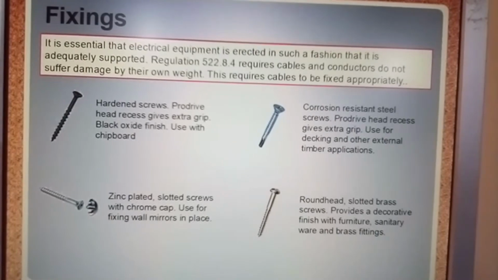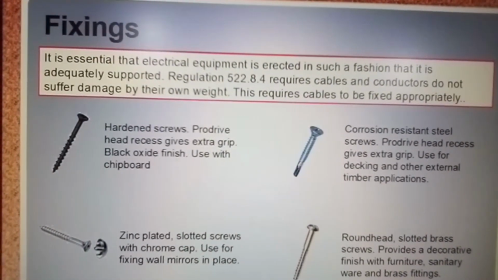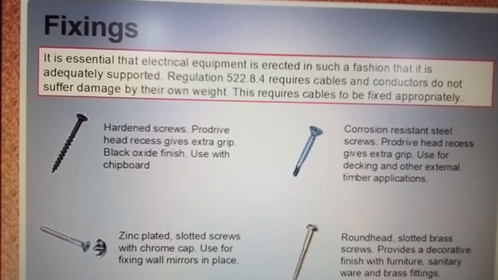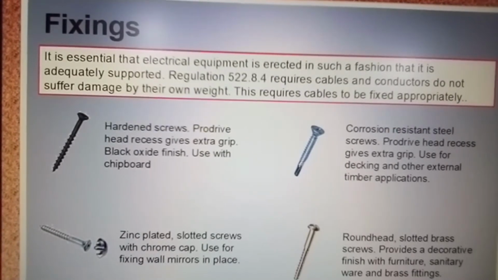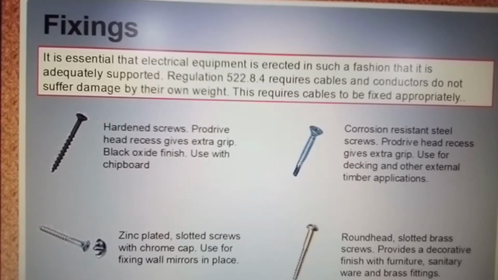Fixings. It is essential that electrical equipment is erected in such a fashion that it is adequately supported. Regulation 522.8.4 requires cables and conductors do not suffer damage by their own weight. This requires cables to be fixed appropriately.